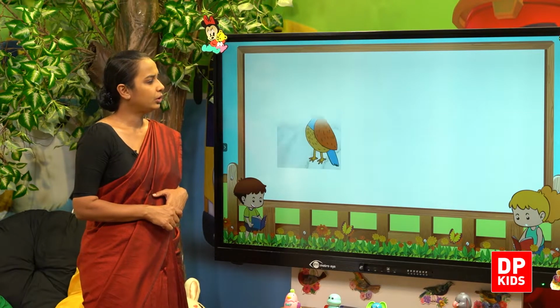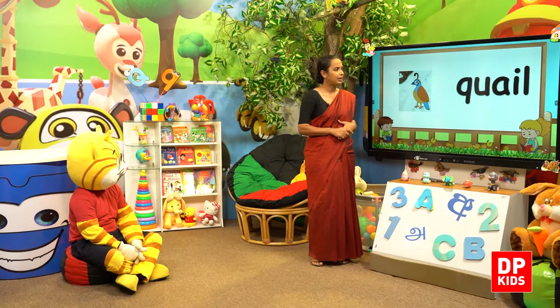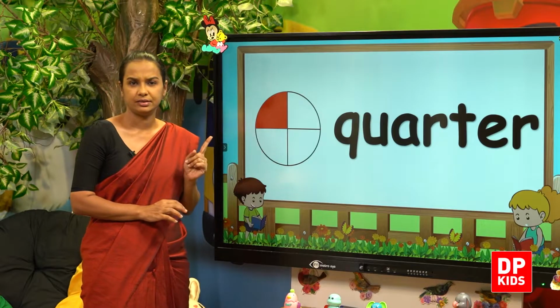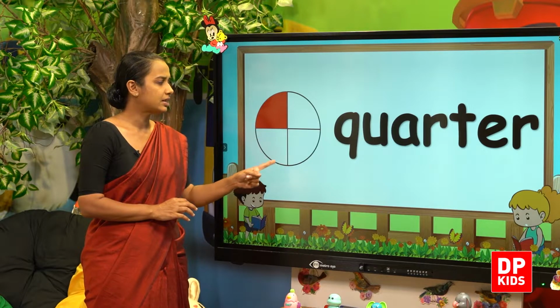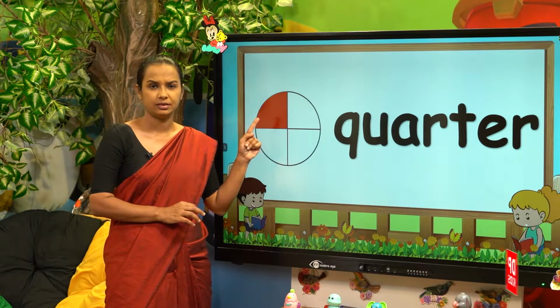Right. Then Q. Quail, the bird. Quail. Right. Then we have a quarter. When you divide the circle into 4, you get a quarter.